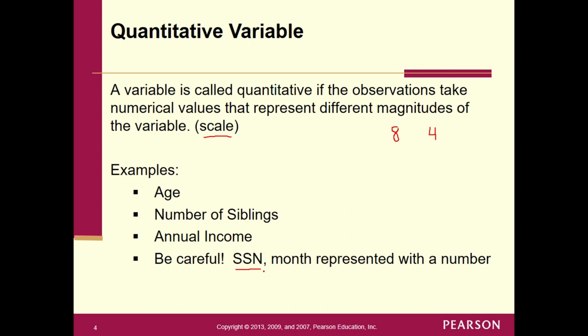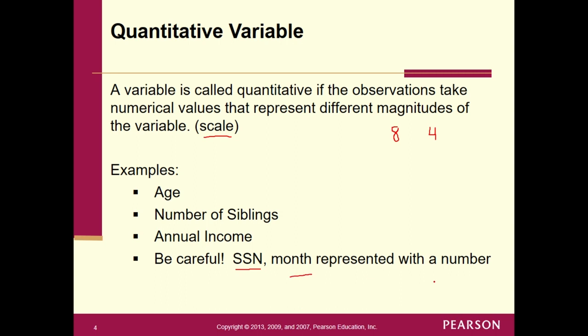All right, and so Social Security number, believe it or not, is not a quantitative variable. It's actually categorical. So just because it takes on a number, you got to think: does the number actually represent a number, or is it more of a sort of identification? That's what happens with the second one.